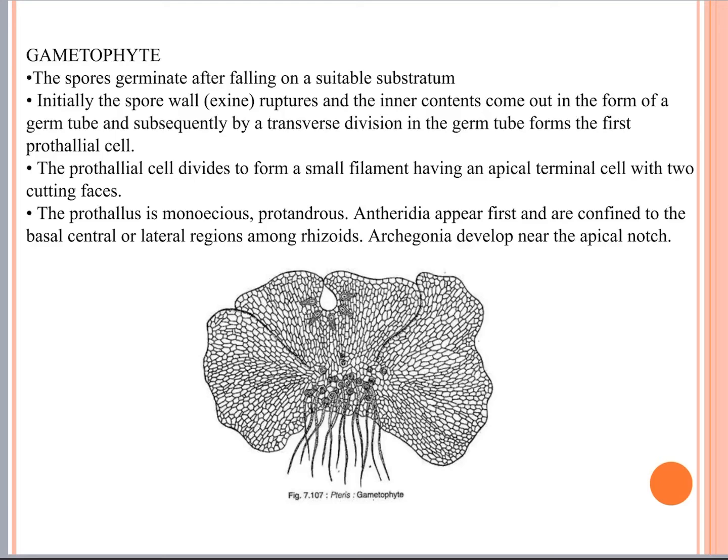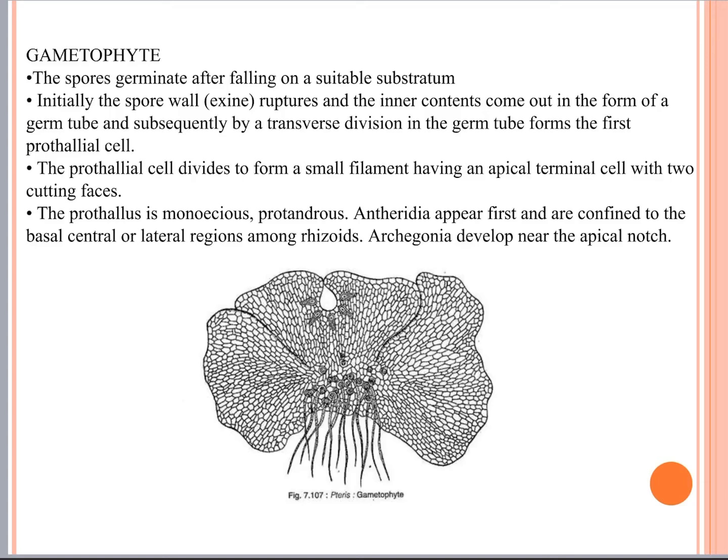The prothallus is monoecious, protandrous. Antheridia appear first and are confined to the basal, central or lateral regions among rhizoids. Archegonia develop near the apical notch. You can see the gametophyte is a heart-shaped structure, and the antheridia appear first and are confined to the basal region among rhizoids. The archegonia develop near the apical notch, that small hole-like structure.